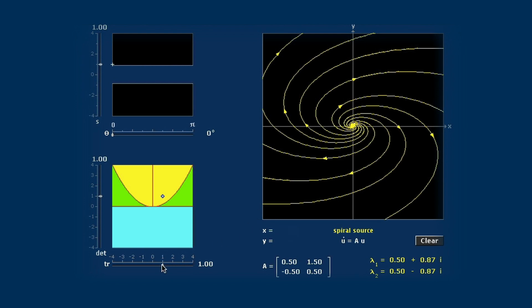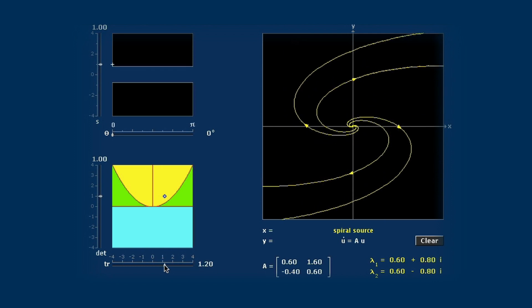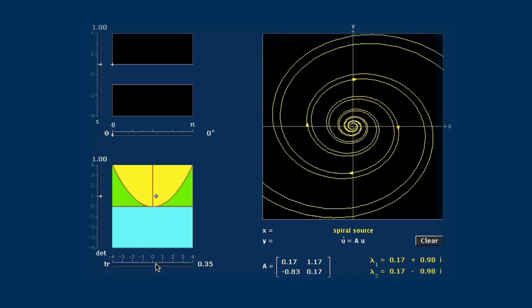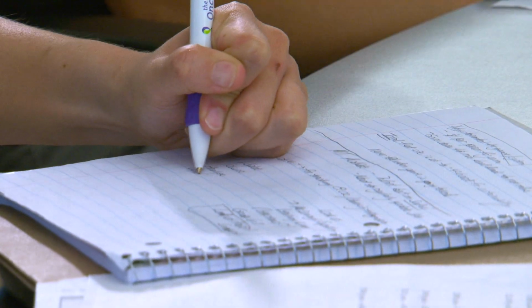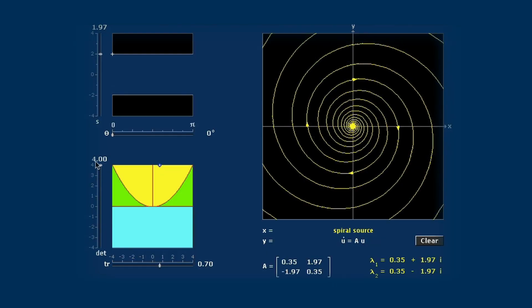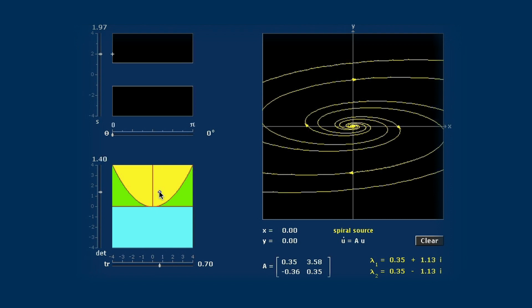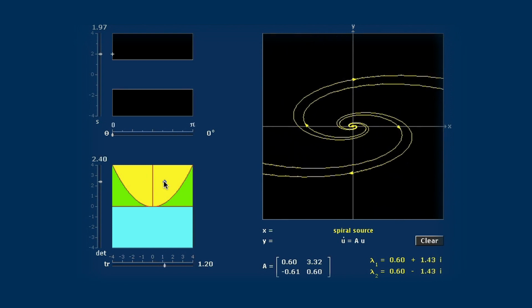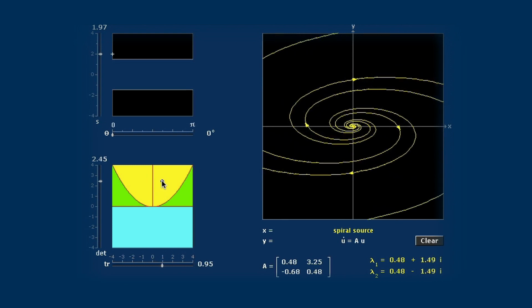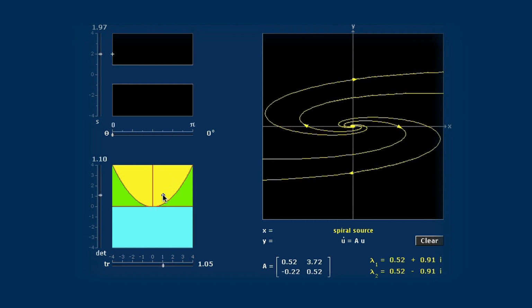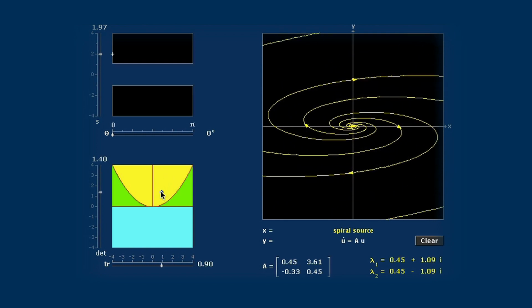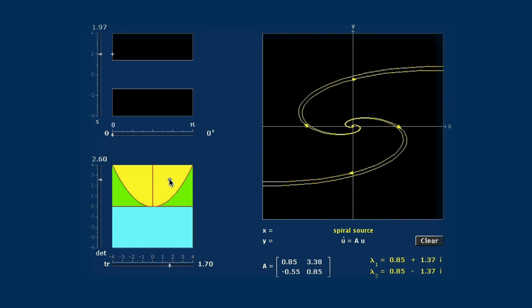I can adjust the matrix by moving its trace, and you can see what happens. The pattern of trajectories changes when I do that. Or I can change the determinant using this slider over here, and that also changes the pattern of trajectories. In fact, I can change both the trace and the determinant together with a single control in the middle here. So this little plus sign in the trace determinant box is alive, and I can move through this trace determinant space by just pulling that cursor around, and you get quite an active display of the different trajectories that occur.